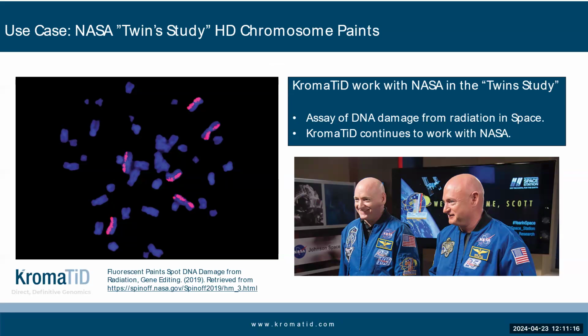NASA scientists needed a better way to track DNA damage suffered through exposure to the ionizing radiation of space. The DGH paints enabled the space agency to compare the frequency of structural rearrangements and other changes seen in the DNA of both subjects. Chromatid continues to work with NASA in collaboration with Dr. Susan Bailey at Colorado State University.